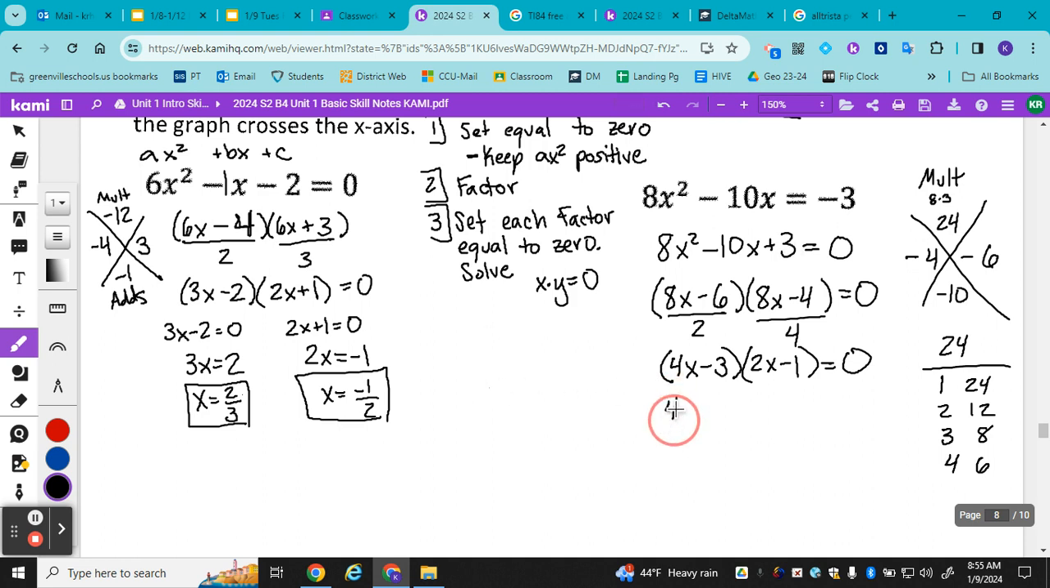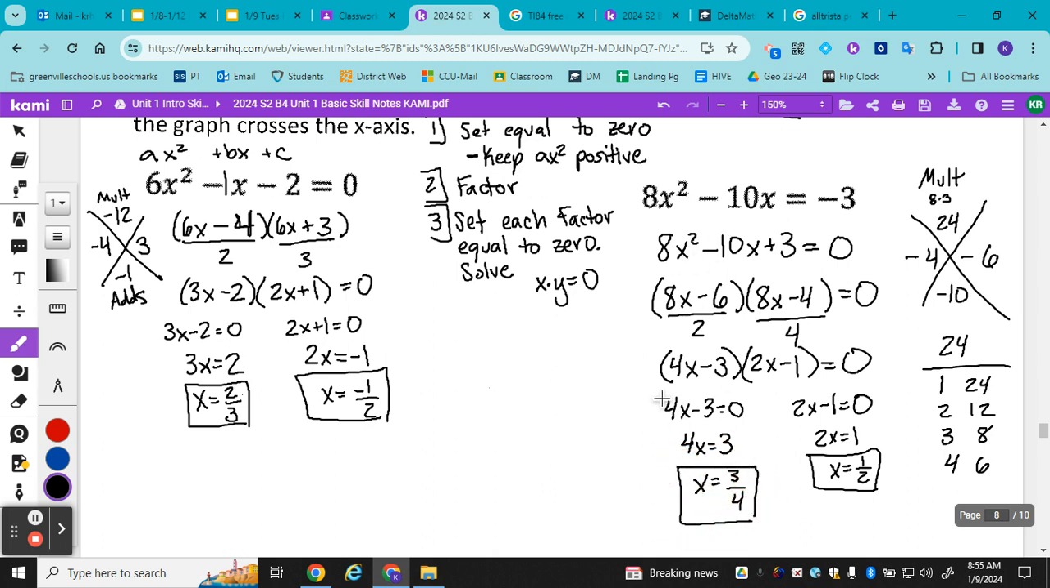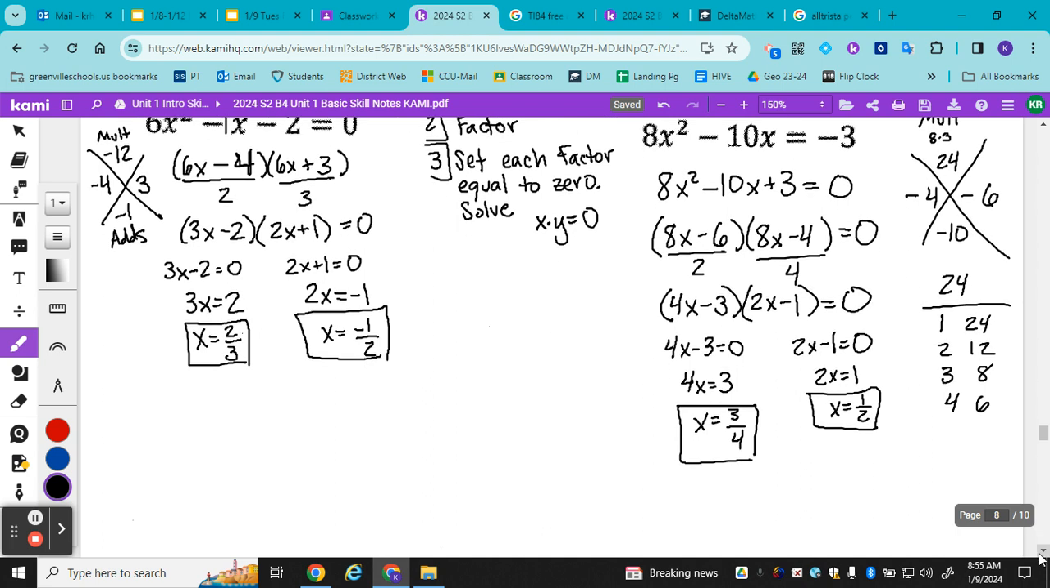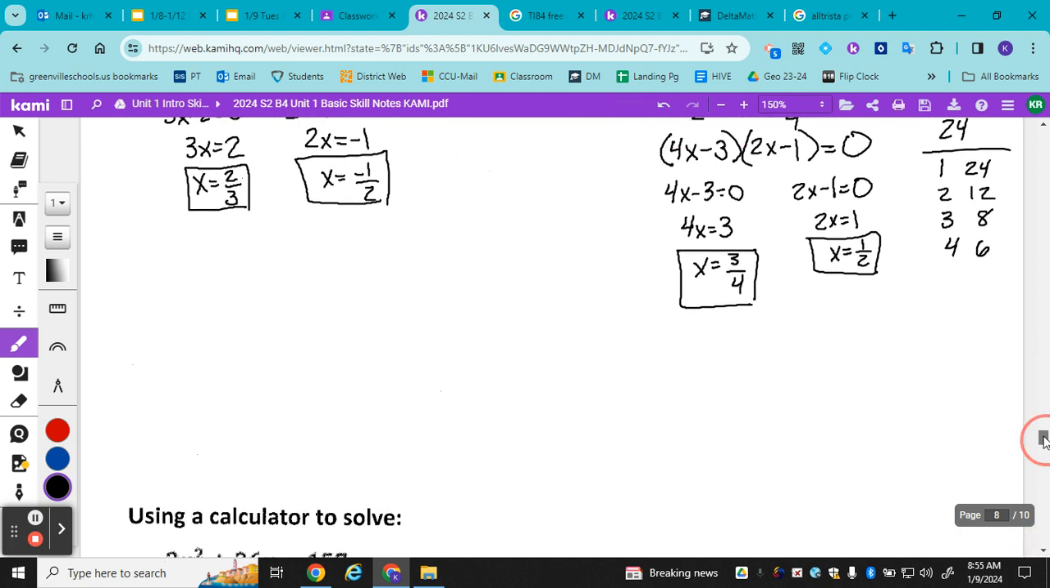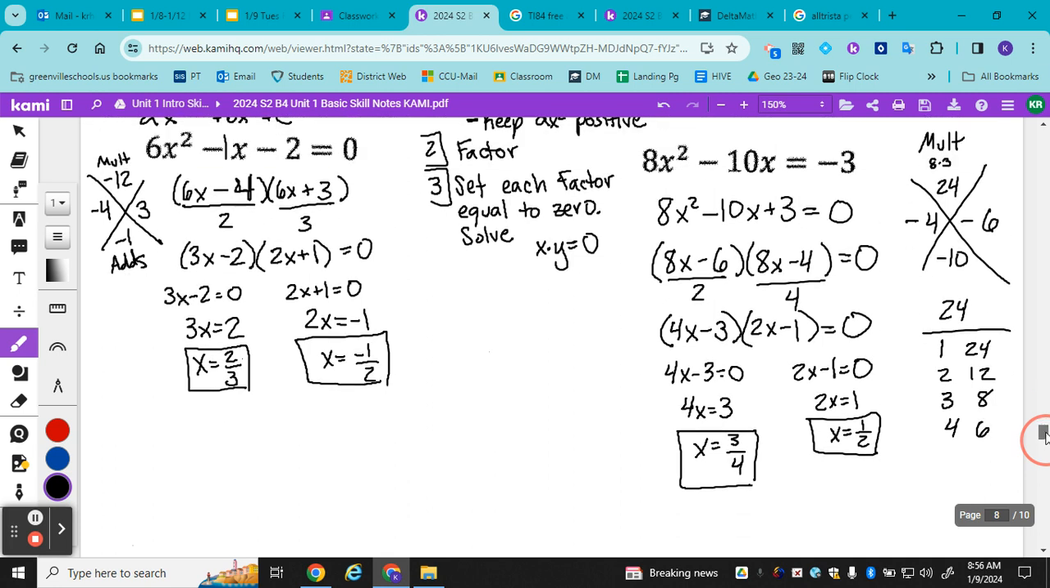So 4x, set each factor equal to 0 and solve. You can factor by grouping. If you factor by grouping, you should end up with the same factors. I'm going to use this shortcut every time because it's faster. Factoring this way is faster, but you don't have to. So I'm going to do one of these by grouping just for my people who are doing grouping.